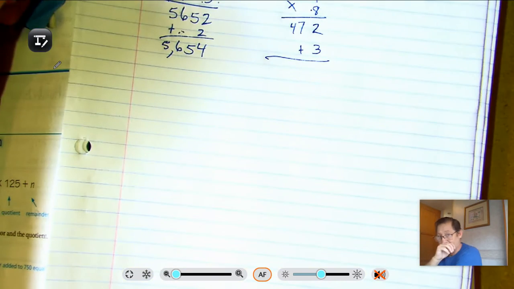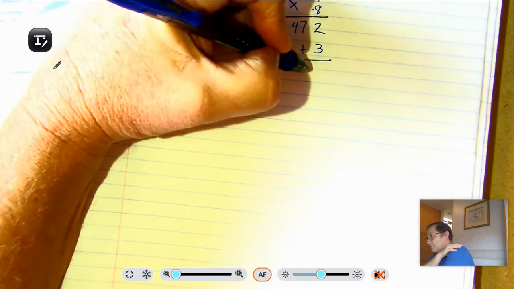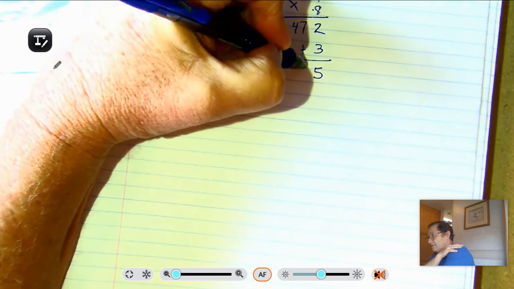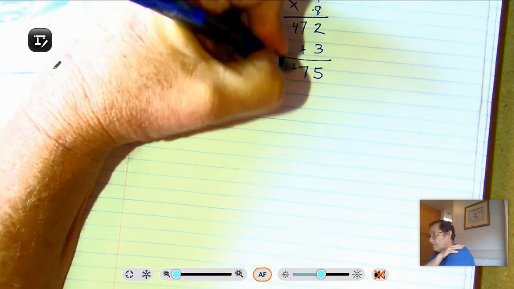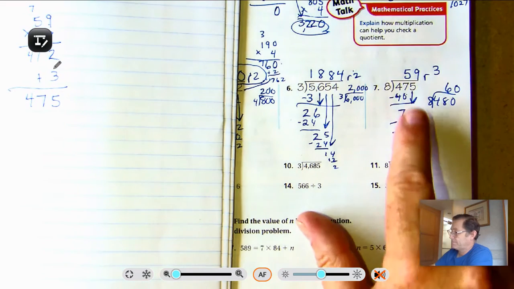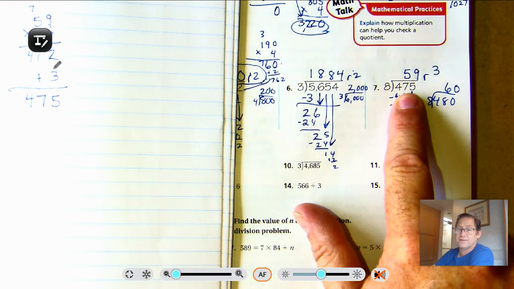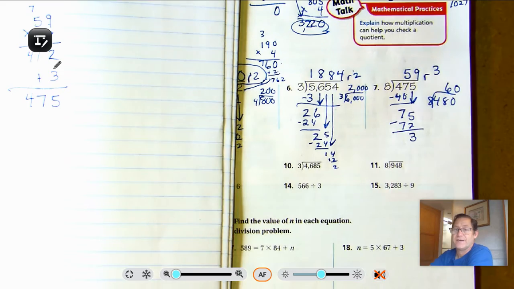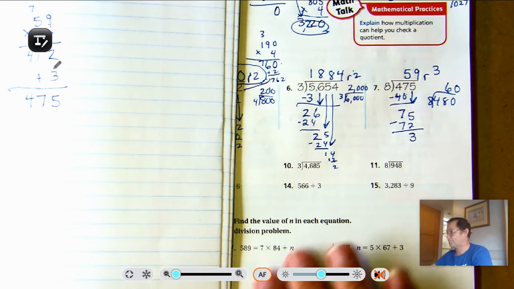So we need to add the 3 to our product. 3 plus 2 is 5. 7 plus nothing is 7. And 400s plus nothing is 400s. 475. And that matches our dividend. So 59, remainder 3 is the correct answer.